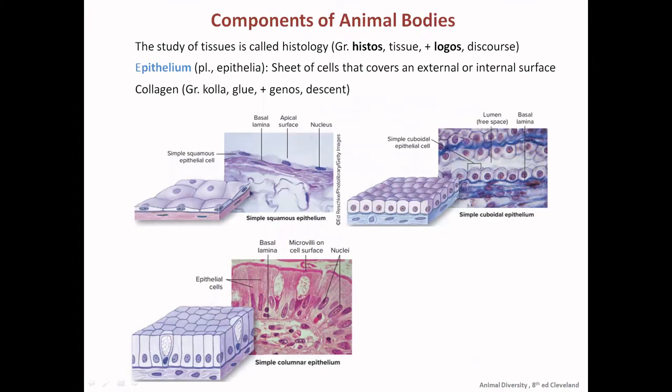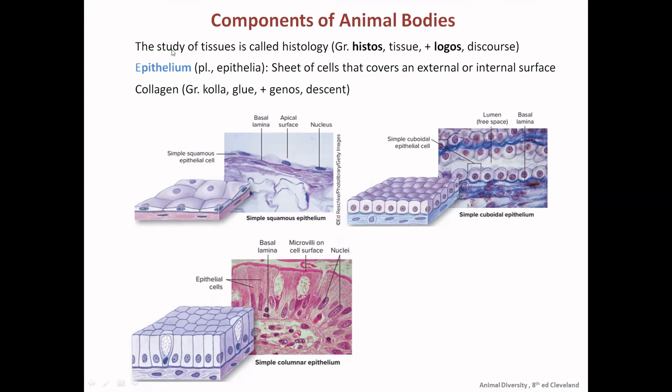So the tissues, we have had an introduction about the tissues. Here we will discuss them in slightly more detail. The study of tissue is called histology. Histos means tissue and logos means study or discourse. There are 4 types of animal tissues that we have discussed.